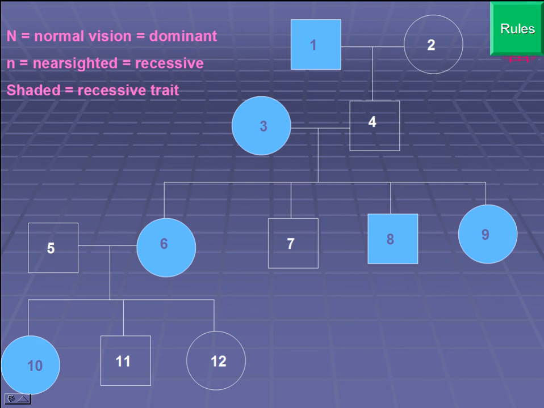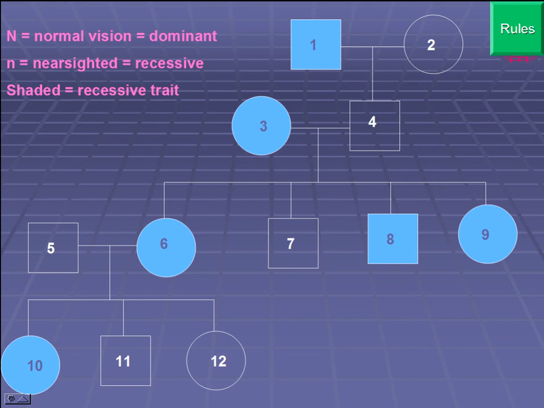Small n is nearsighted. It's recessive, which means in order to show the pure recessive, you need to have two lowercase n's. So you have to have this situation, little n, little n, in order to show the recessive. The normal one can be big N blank. I mean, you don't know what that one is.